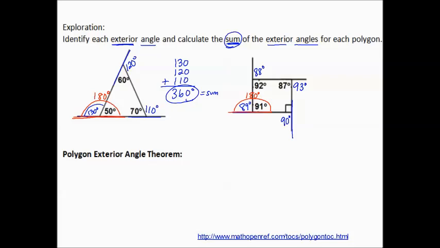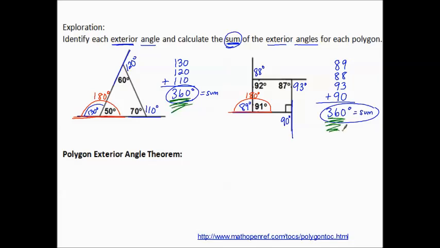Let's now find the sum by taking all of these exterior angles. 89, 88, 93, and 90. Add all of those up and you get 360 degrees. Again, the sum is 360 degrees. Notice that we had 3 angles here and 4 angles here, and yet the sum is still 360 degrees.